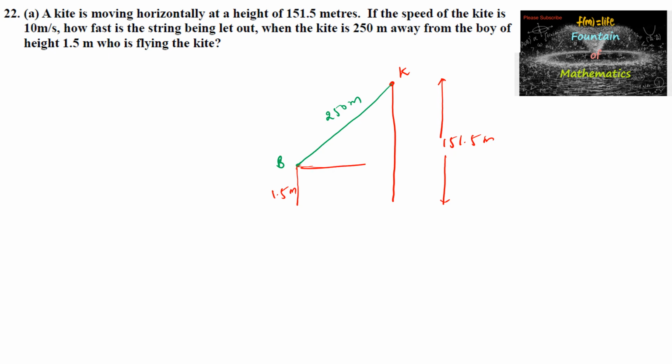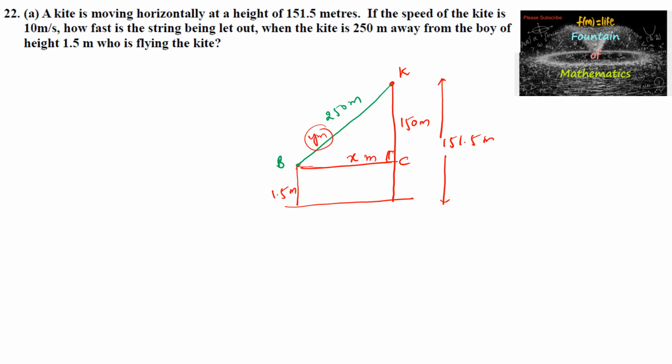So we can draw a horizontal line, it's the ground level. And let us mark this point as C. Then we have CK value is 151.5 minus 1.5, that is 150 meters. So it's a right angle triangle BCK. Let us mention that BC is equal to x meters and BK is equal to the length of the string. It is also moving, so let me consider it as y meters.